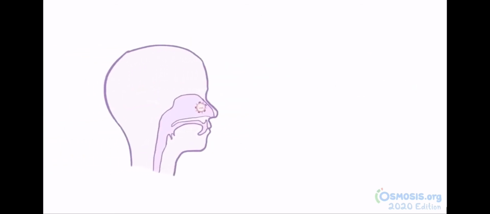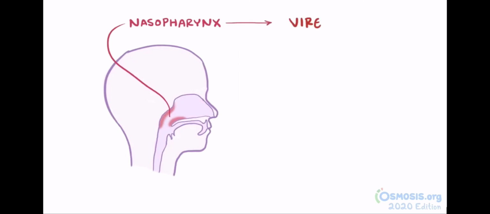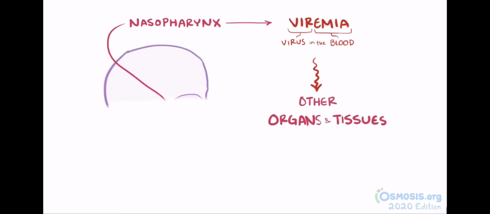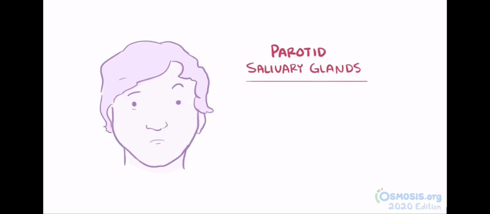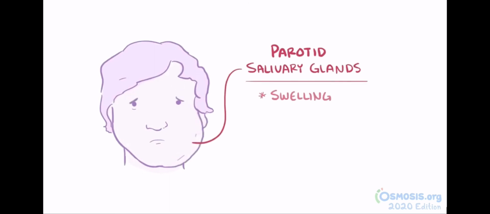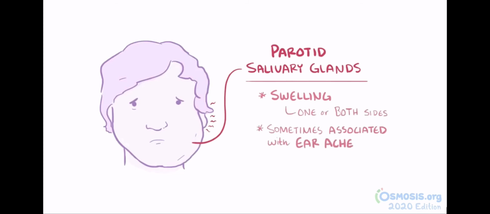Mumps enters the body and first infects the epithelial cells of the nasopharynx, where it starts replicating and causing local damage to the tissue. From there, it can cause viremia, or virus in the blood, and reach various organs and tissues. The mumps virus has tropism, or preference for, the parotid salivary glands. And the most classic finding in mumps is swelling of those parotid salivary glands, either on one side or on both sides, sometimes with an associated earache. The swollen parotid gland lifts the earlobe up and out and obscures the angle of the jaw, and can sometimes cause trismus, which is spasm of the muscles of mastication or chewing.